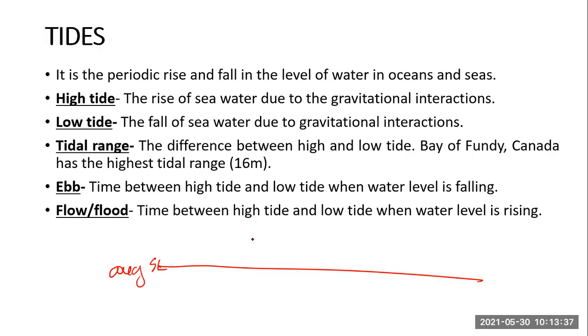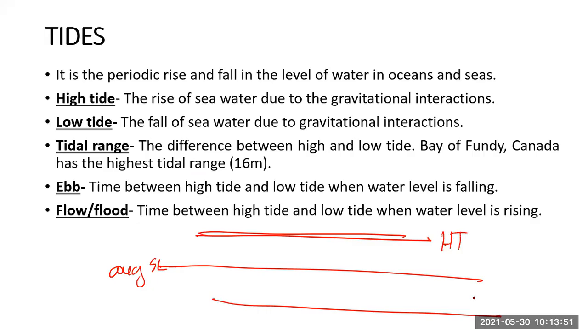And sometimes the sea water will be rising, and this is what we call a high tide line. So the rise of seawater due to gravitational interactions is what we call a high tide line, and the fall of seawater due to gravitational interactions is what we call a low tide line. So basically, high tide and low tide are the highest as well as the lowest water levels which will be recorded in that particular region of the sea because of the gravitational interactions.